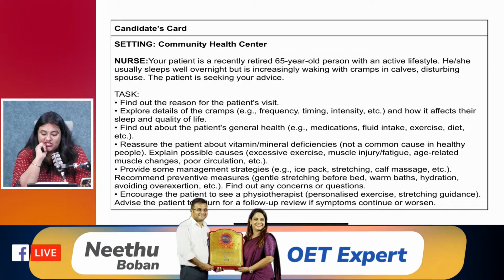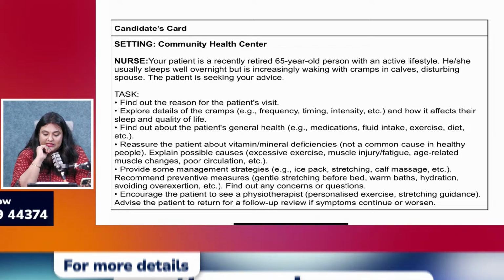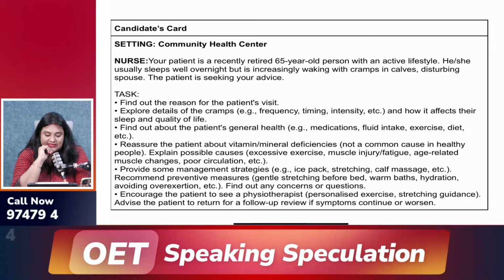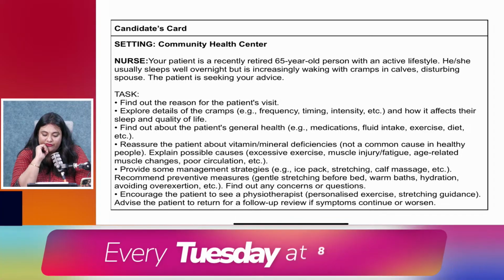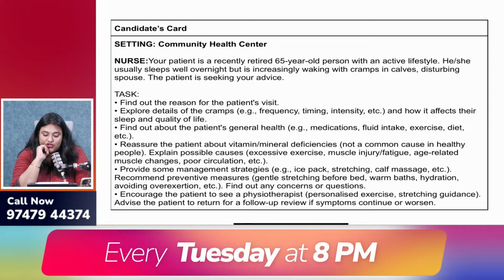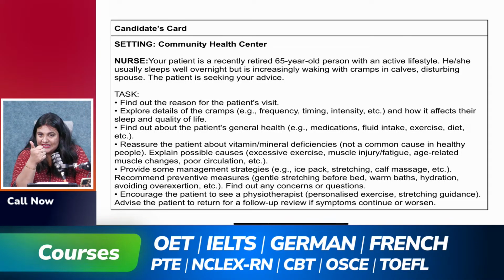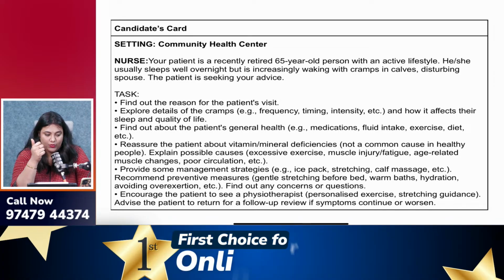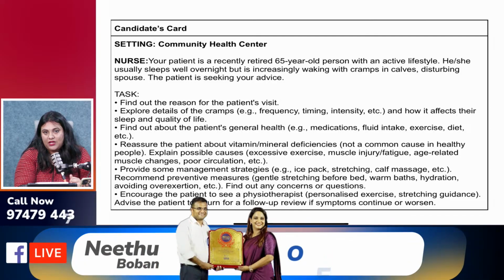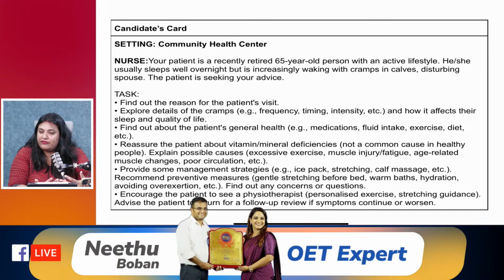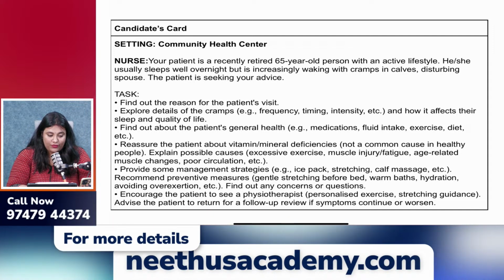Once you provide the initial assurance, the next point is to explore details of the cramps. You have frequency, timing, intensity, and how it affects their sleep and quality of life. So I'm just going to construct statements. Please have a look. The first one is, moving on, I would like to ask you some questions about the cramps that you have. How frequently do you experience the cramps? Timing: could you please tell me about the timing of the occurrence of the cramps?